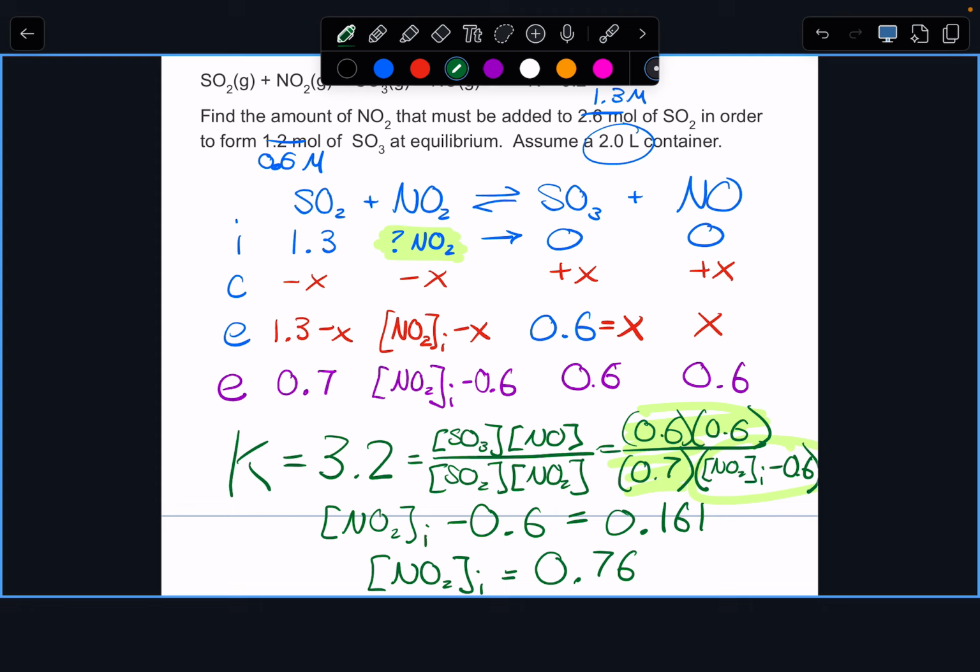So when we get this 0.76, that is telling us that if we mix 0.76 molar NO2 with 1.3 molar SO2, and we let them get to equilibrium, we will end up with 0.6 SO3. And that was the whole goal. It's like, how much do I need to mix in there in order to get 0.6 molar SO3?